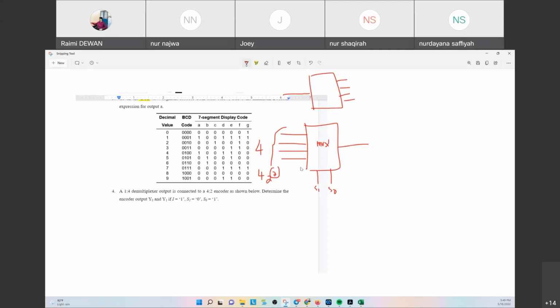Let's say I put inputs A, B, C, D, and my selector input is 1, 0. What is my output? Can you tell me? If my selector is 1, 0, what is my F? Don't look at the module. It's important, because we want to test your understanding.